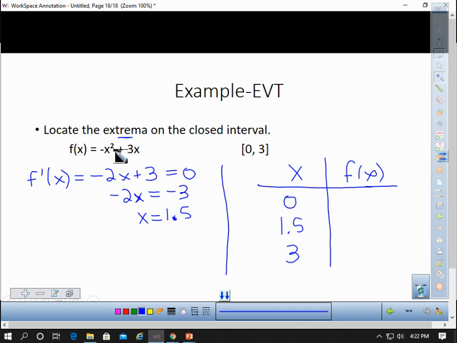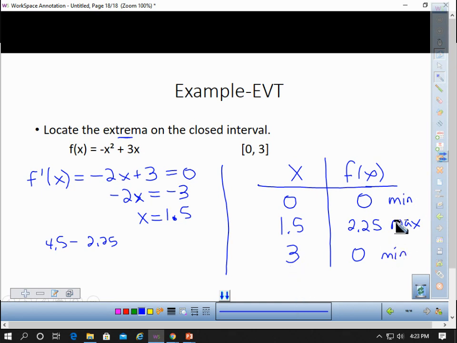Now I'm going to plug these in. If I plug 0 in, I get 0. If I plug 1.5 in, that will be 4.5 minus 1.5 squared, which is 2.25. So that'll be 2.25. And then plugging a 3 in there, I'm going to get 0 because that'll be negative 9 plus 9. That means this is my maximum, and I have two minimums.